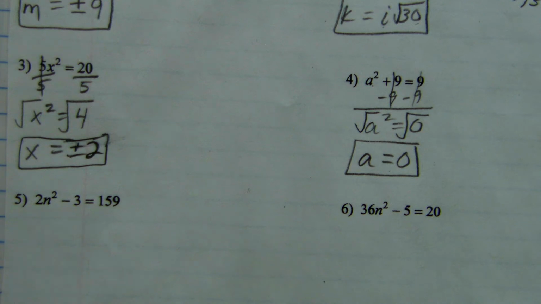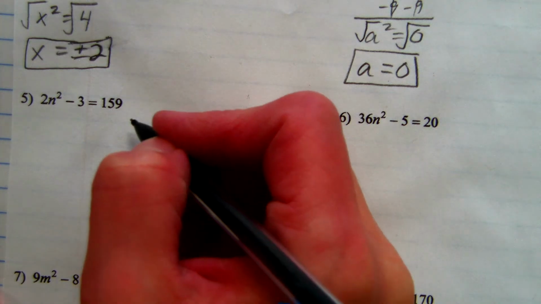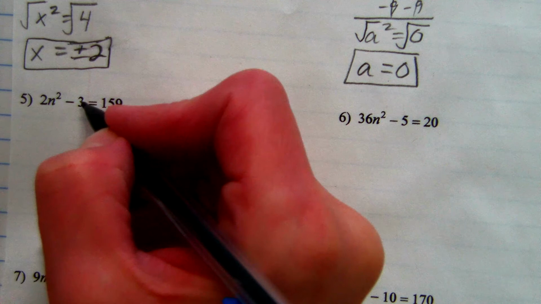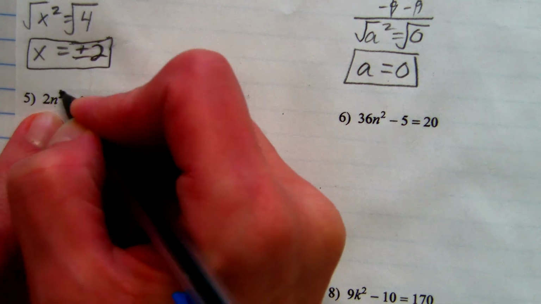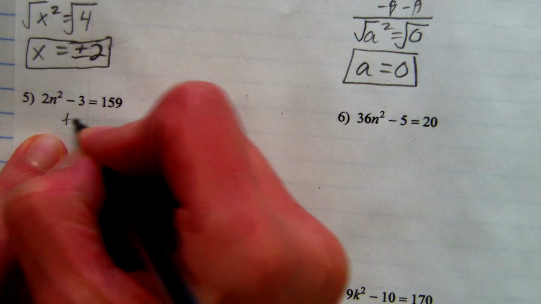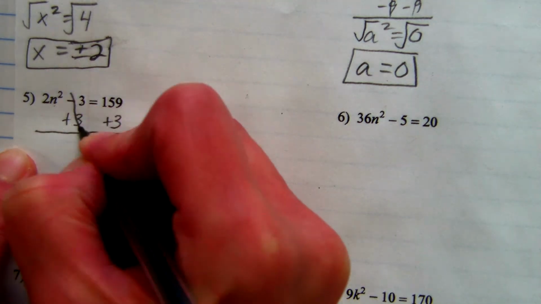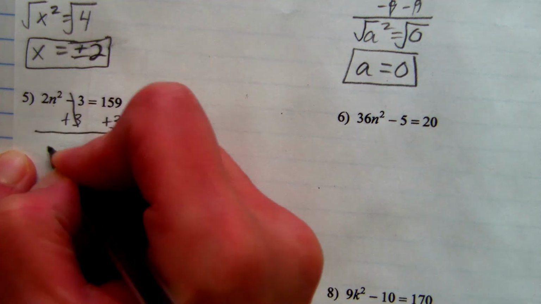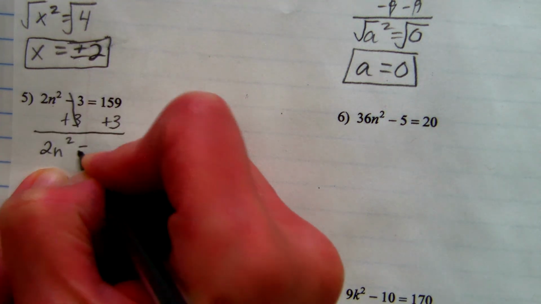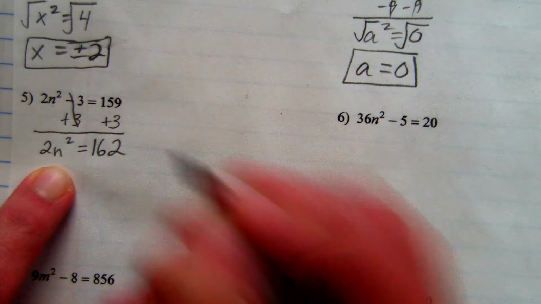All right, let's move down to number 5. So we've got a couple of things to get rid of to get the n squared by itself. What do you guys think we should do first? Plus 3. So we're going to add 3 to both sides. That gets the term that has the n squared in it by itself. So 2n squared equals 162.